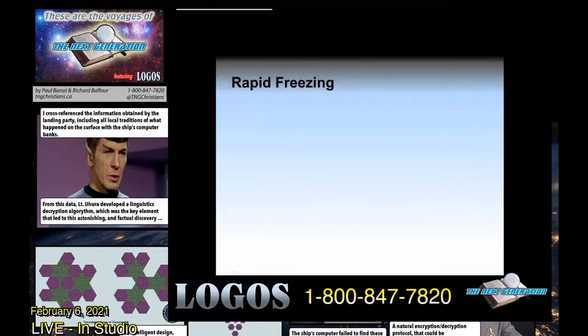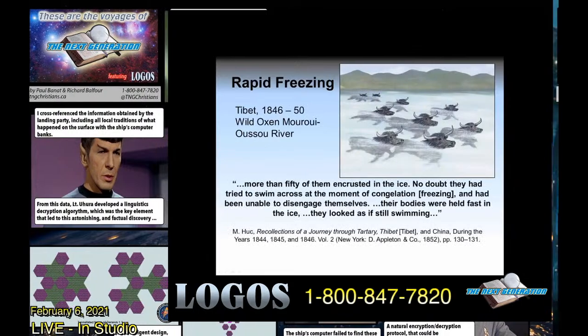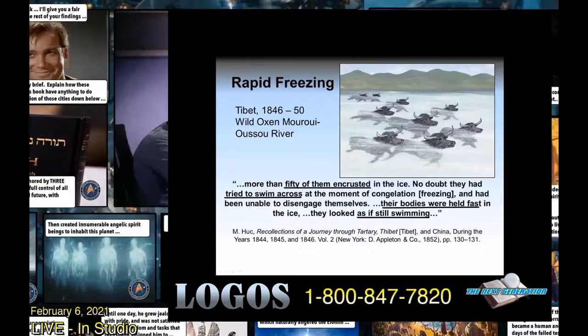A second report is even more surprising. 50 oxen were found trapped in a remote frozen river. They were found as if attempting to cross when the river instantly froze them in place. How could a river freeze so fast that a large, powerful animal could not exit in time?